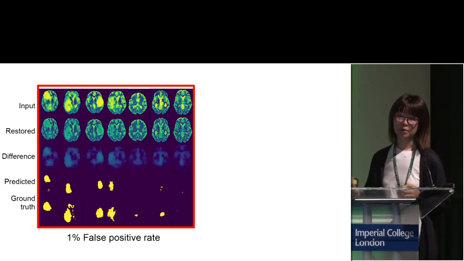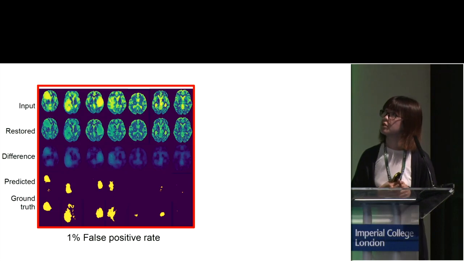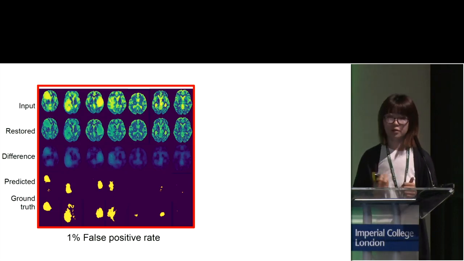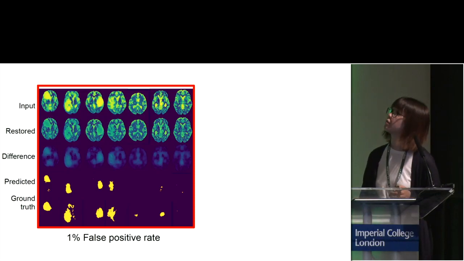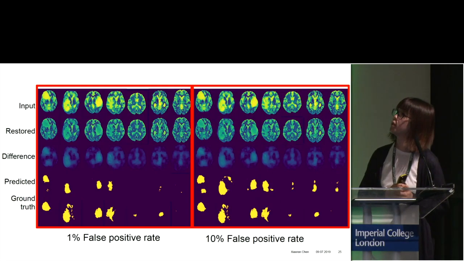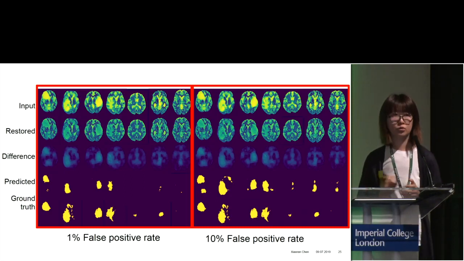We also have one example plotted using the same examples, but at a false positive rate of 1%. We can see that the segmentation here is a bit limited and slightly worse than the performance at 5% false positive rate. And here we have the results for 10% false positive rate, where we can see it actually gives us more false positives, because here we choose a higher false positive rate.